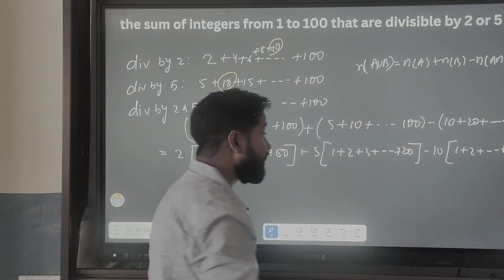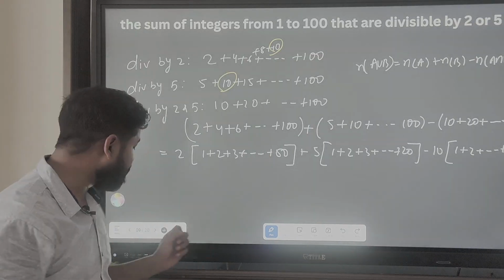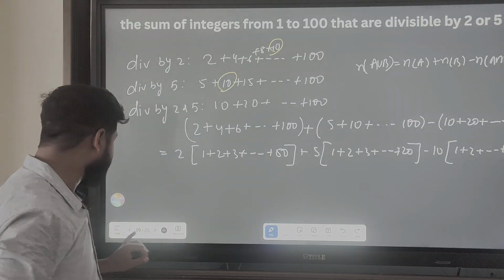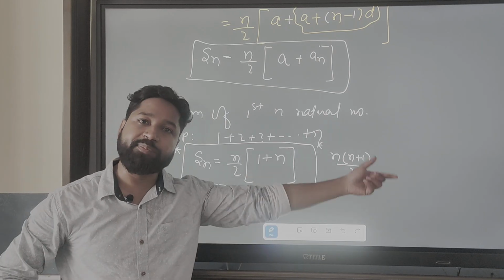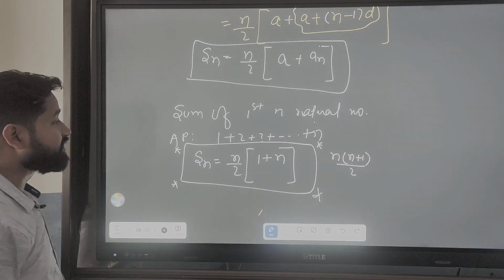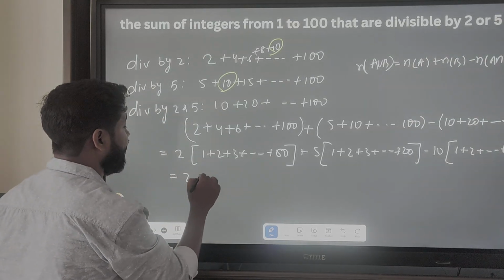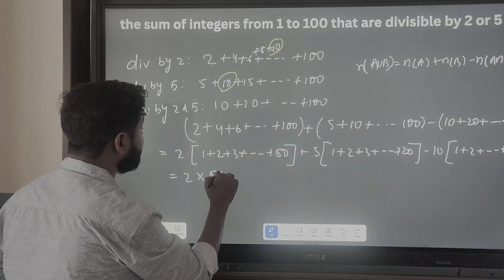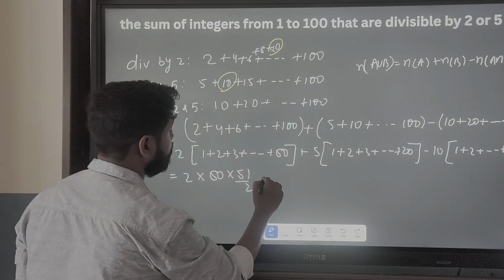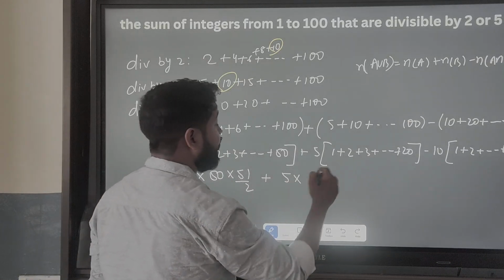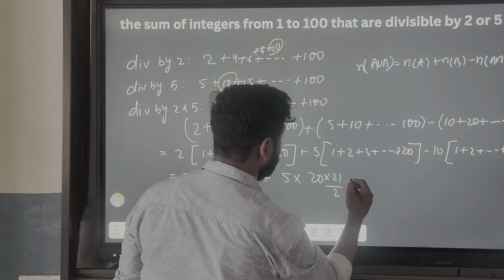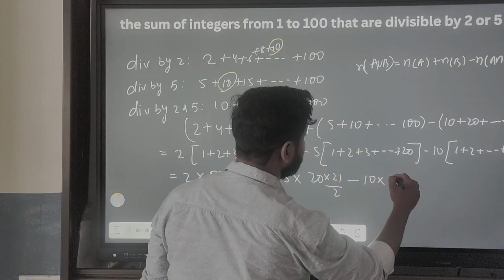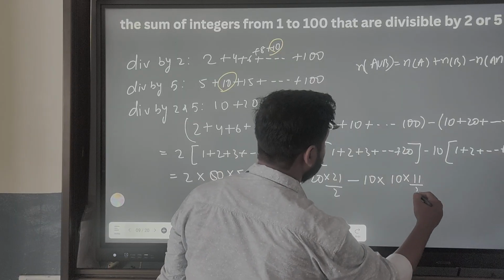Clear, students? Now we can use that formula, right? Sum of first n natural numbers. See here. Sum of first n natural numbers, that is what? N into n plus 1 by 2. So what we'll say? So that 2 is common. N into, what is n, sir? 50 into 51 by 2. Plus, here again, n into n plus 1 by 2. Now that's minus, right? Minus 10 times of n into n plus 1 by 2.